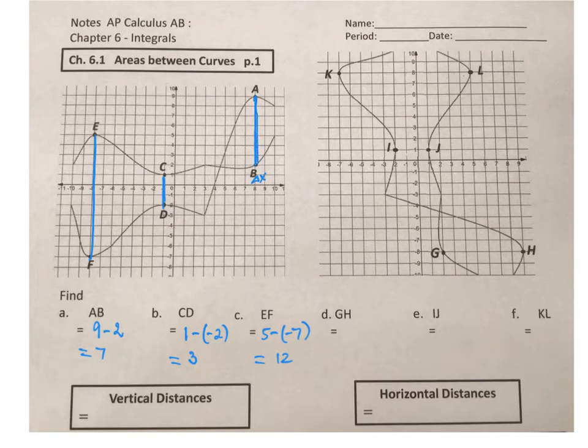Now if we take the vertical distance and we times a small delta x, that's dx, then we get the thin vertical rectangle. And if we sum up all the vertical rectangles between the two curves, we will get the total area.